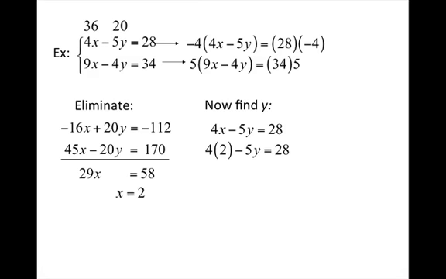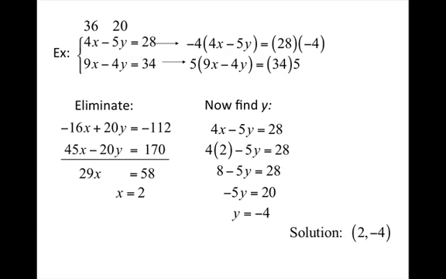So plug in a 2 for the x, and I end up with 4 times 2 minus 5y equals 28. This gives me 8 minus 5y equals 28. So subtract your 8 from each side and you get negative 5y equals 20. And finally divide each side by negative 5 and you get y equals negative 4. So always write your solution as an ordered pair. My solution is the point 2, negative 4.